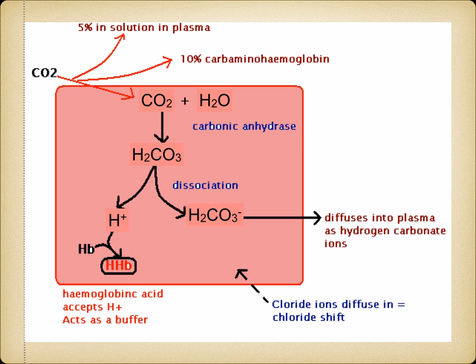The hydrogen carbonate ions will then diffuse into the blood plasma and can combine with sodium to form sodium hydrogen carbonate. In this way, hemoglobin acts as a buffer, so it helps to keep the pH of the blood around 7.4. Now the loads of negatively charged hydrogen carbonate ions would upset the ionic balance of the red blood cells. To counteract this, chloride ions diffuse into the red blood cell. This is called the chloride shift.